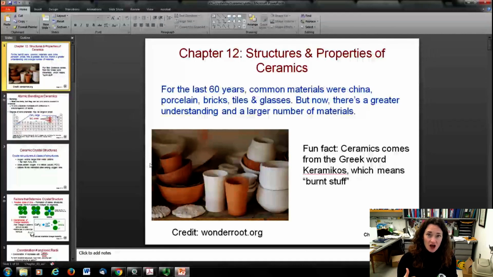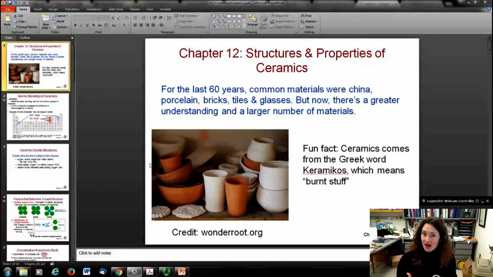But with a nod to the traditional ceramics, fun fact is ceramics comes from the Greek word keramikos, which means burnt stuff, which is a nod to how ceramics are traditionally made, and that you take a clay or something that you've mined, you fire it in a hot oven or fire, and then that causes the properties of the material to change from sort of mushy and malleable to a hard, glassy type substance.